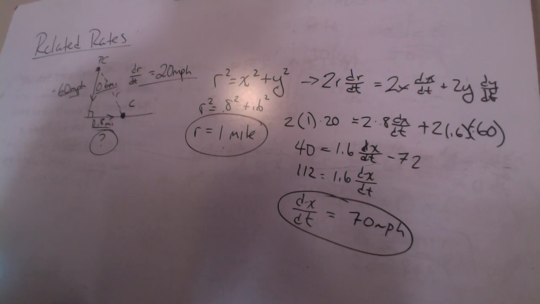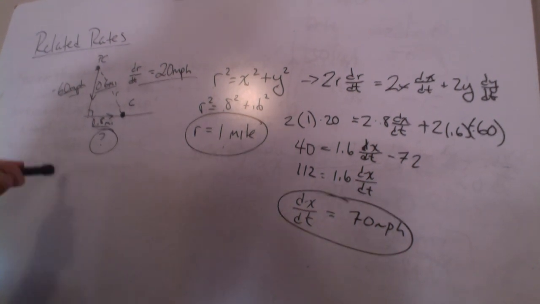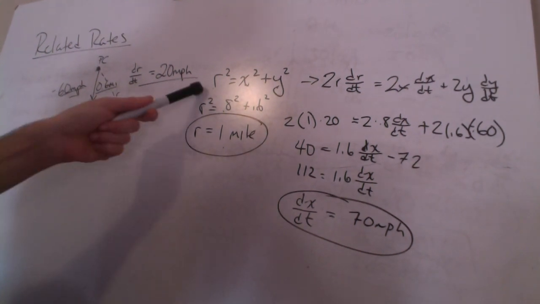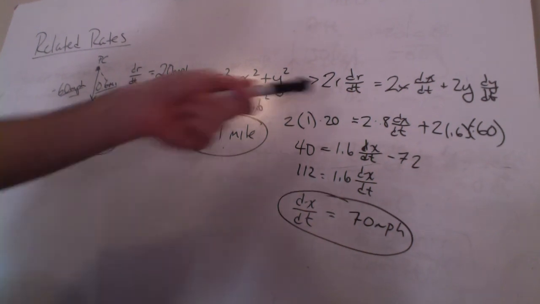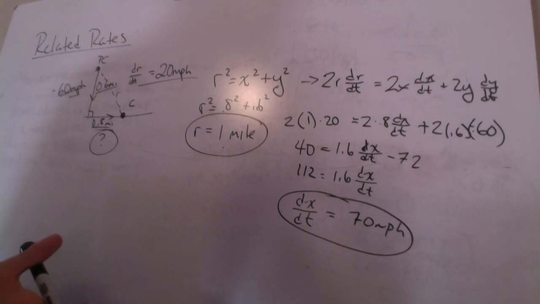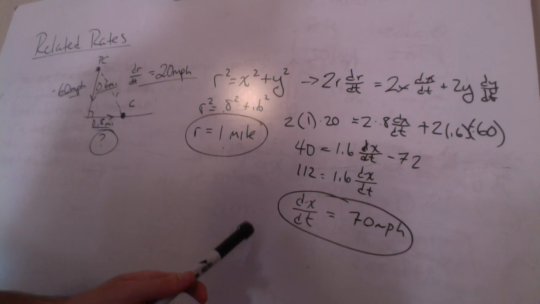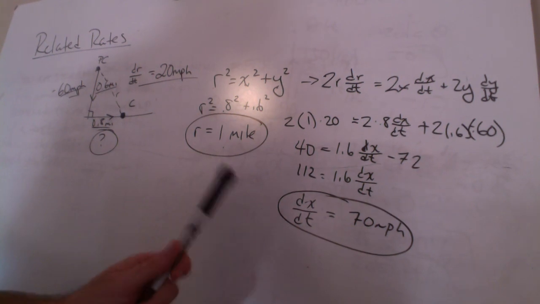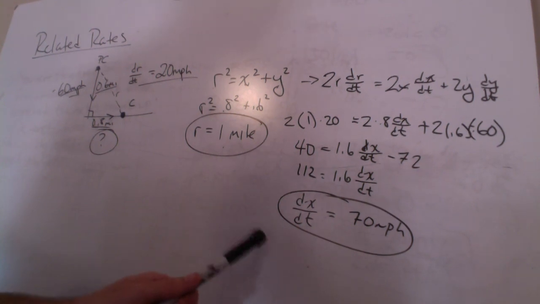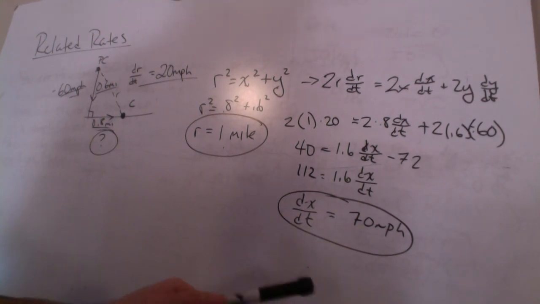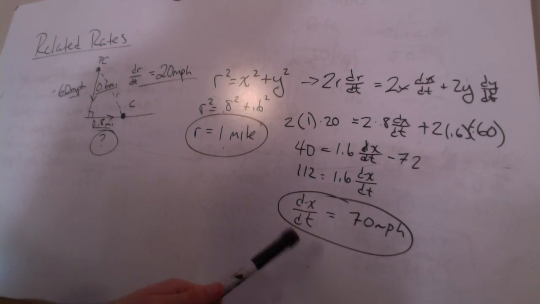Again, the procedure was we read the problem carefully, we draw a picture to help us give context, we label everything we know in our picture, we then write down the equation that relates everything together in our picture, we differentiate it to find how the rates are related to each other, we solve, and then the important step that we hadn't been doing in the previous questions has been checking our answer for context. Make sure that it makes sense. In this case, negative 20 miles an hour didn't make any sense, but 70 miles per hour makes much more sense.